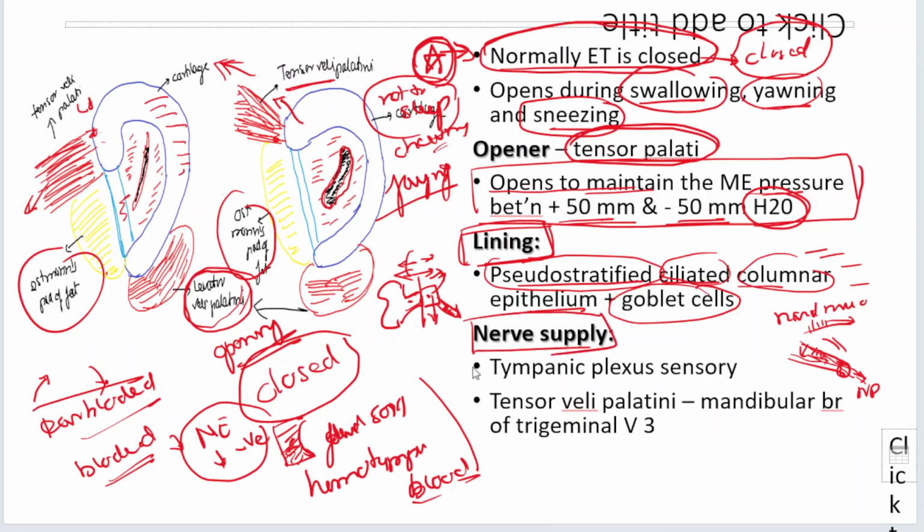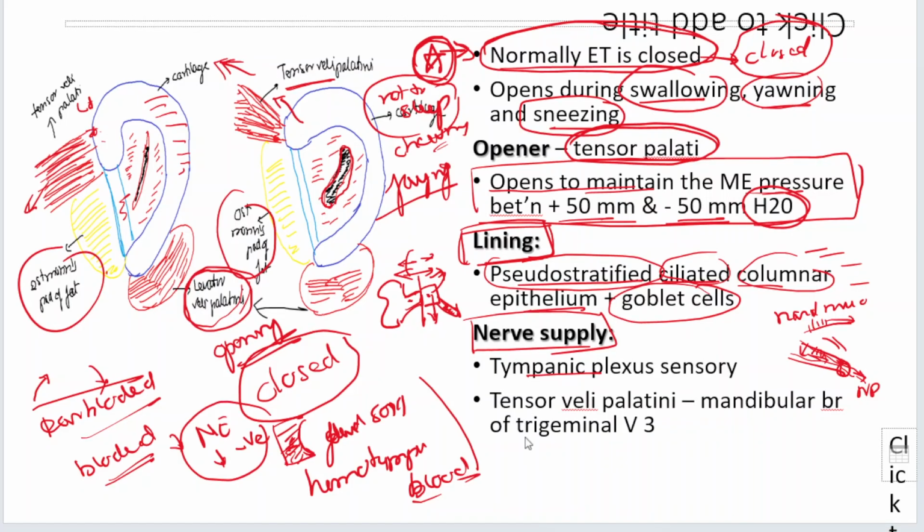What is the nerve supply? The nerve supply is the tympanic plexus. Okay, we know that.